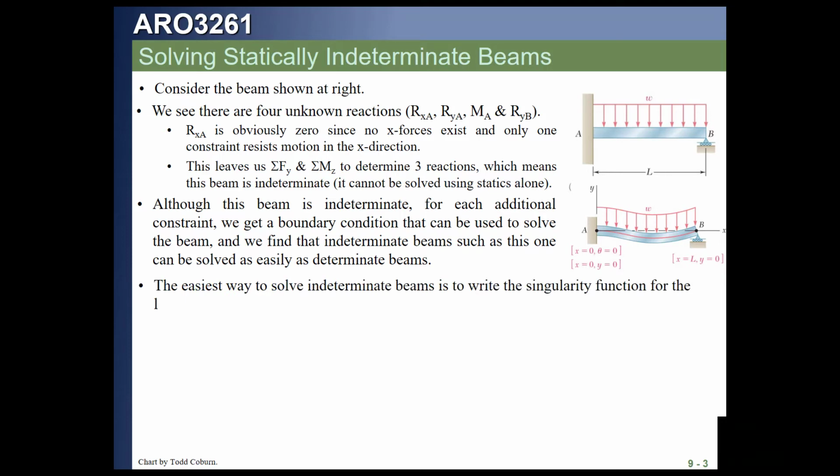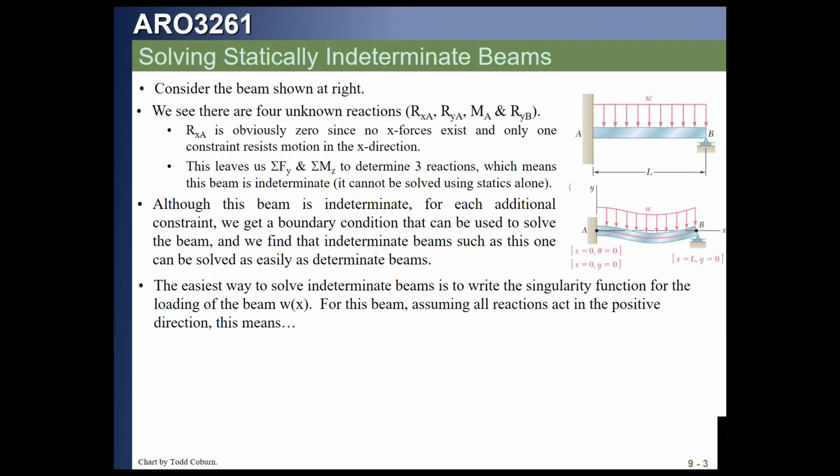Now we can use successive summation of forces and moments to solve this, but the easiest way to solve these beams consistently is to write the singularity function for the loading and then integrate 4 times. We're going to integrate the loading function to get the shear, and note that the coefficient of integration is going to go to 0 if you solve for it. We're going to do that again for the moment. Once again, the coefficient of integration is going to go to 0.